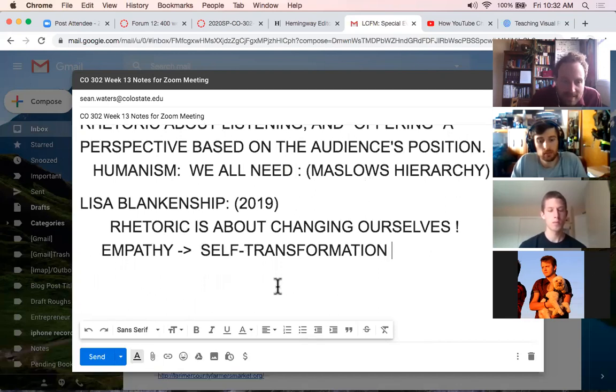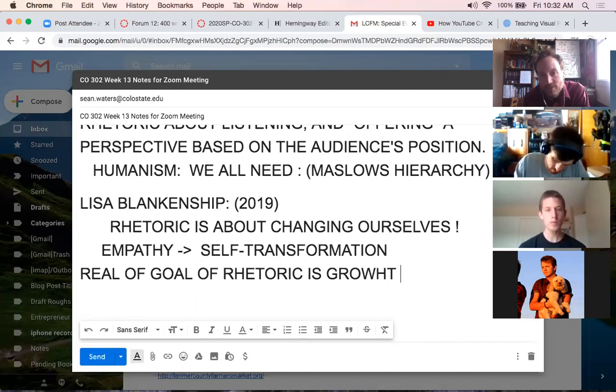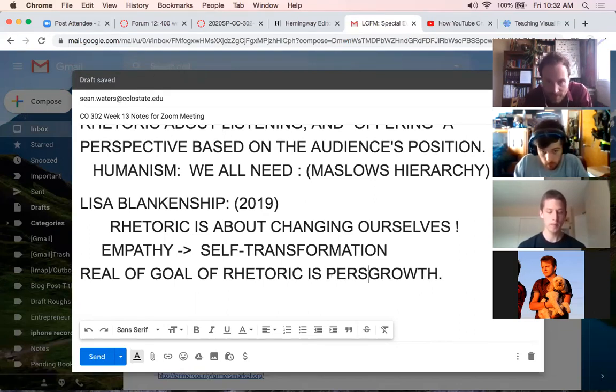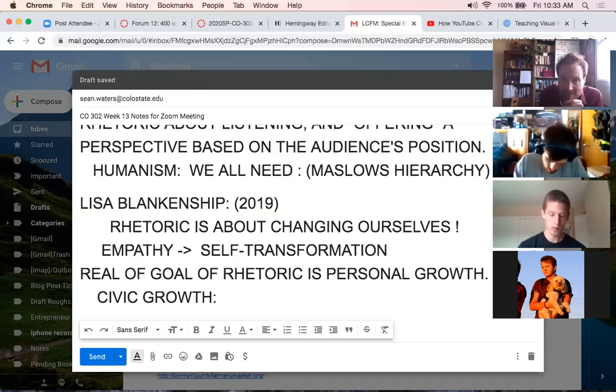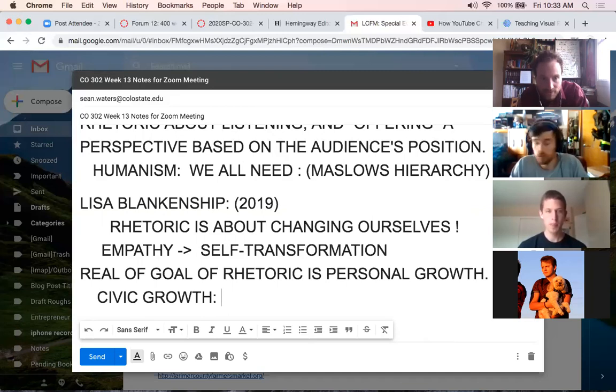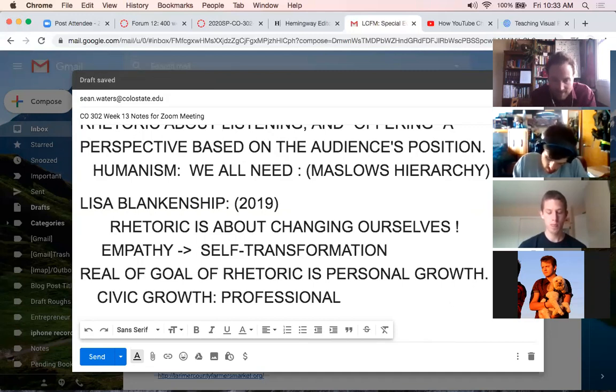And the most modern, this is not very widespread at all, but I think it's incredibly powerful to think about empathy leading to self-transformation, and that the real goal of rhetoric is a certain kind of growth, and I should say personal growth here, but this relates to civic growth, to understand where people are coming from, particularly marginalized communities, to have a healthier body politic, as it were. But it's also, I would say, the kind of personal growth that leads to professional growth as well.